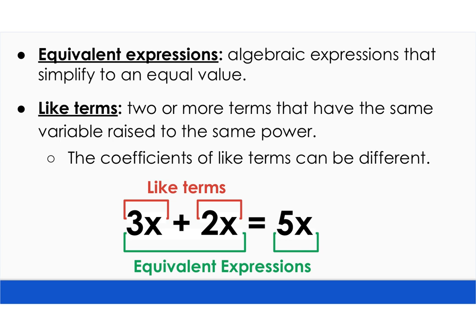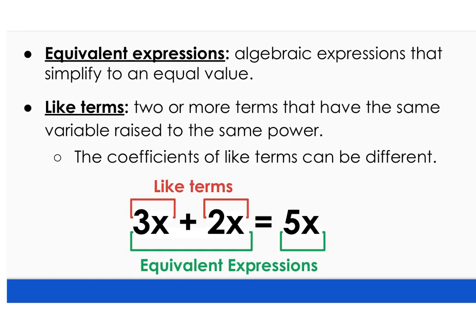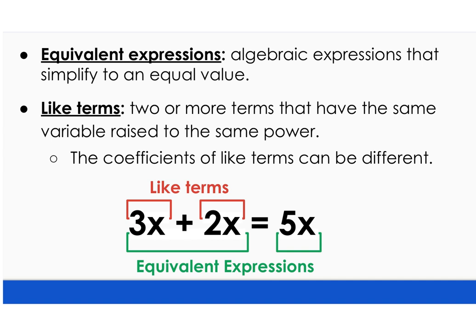Like terms: two or more terms that have the same variable raised to the same power. The coefficients of like terms can be different. The variable has to be the same. So for instance, there's an x and an x. So I can put those together by combining them, and that would give me 5x.